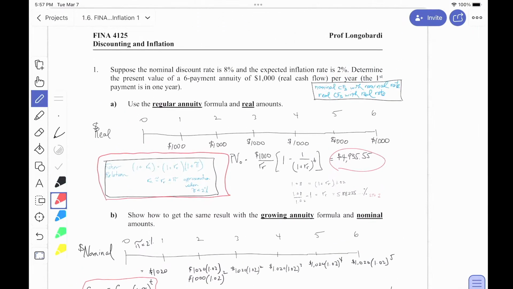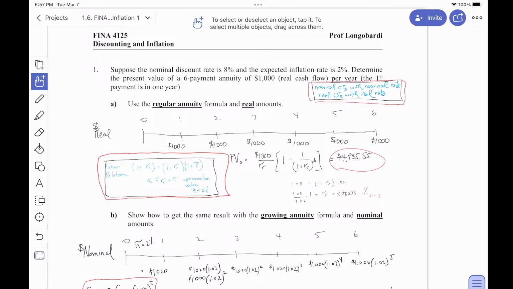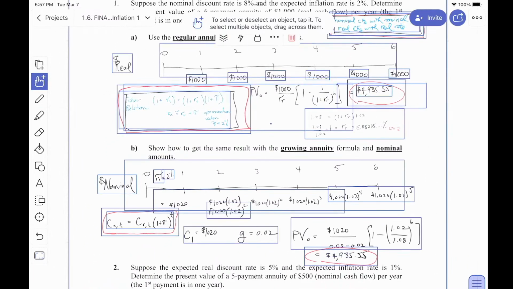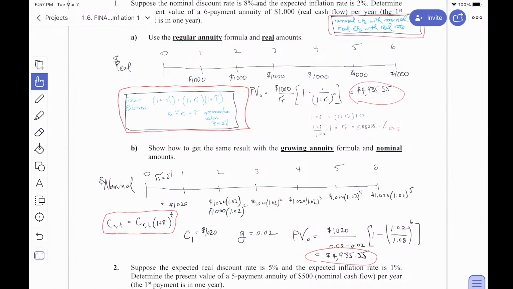And real cash flows with nominal and real rate respectively. All right. So then you find out that you get the same value, right? Because what we did in the first case is use the real cash flows with the real rate. In the second case, we use the nominal cash flows. We had to convert them into dollars in our pockets.